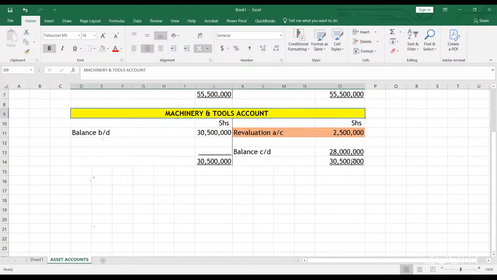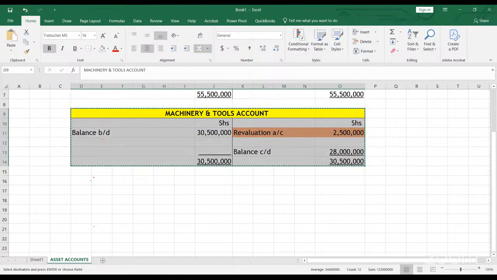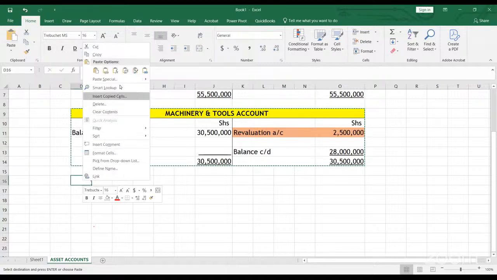What else was revalued? Delivery van. The delivery vans were also revalued. You prepare an asset account for the revaluation for the delivery vans as well.